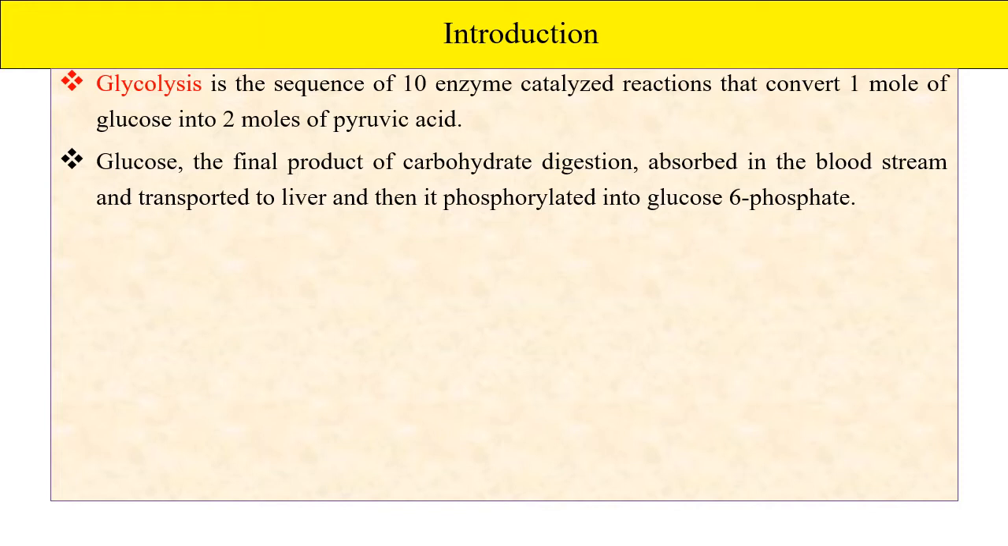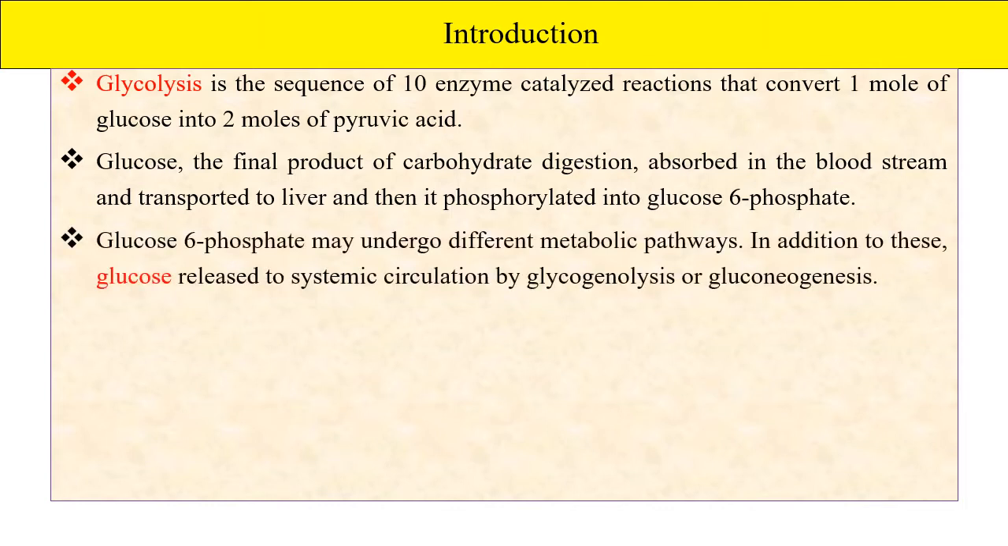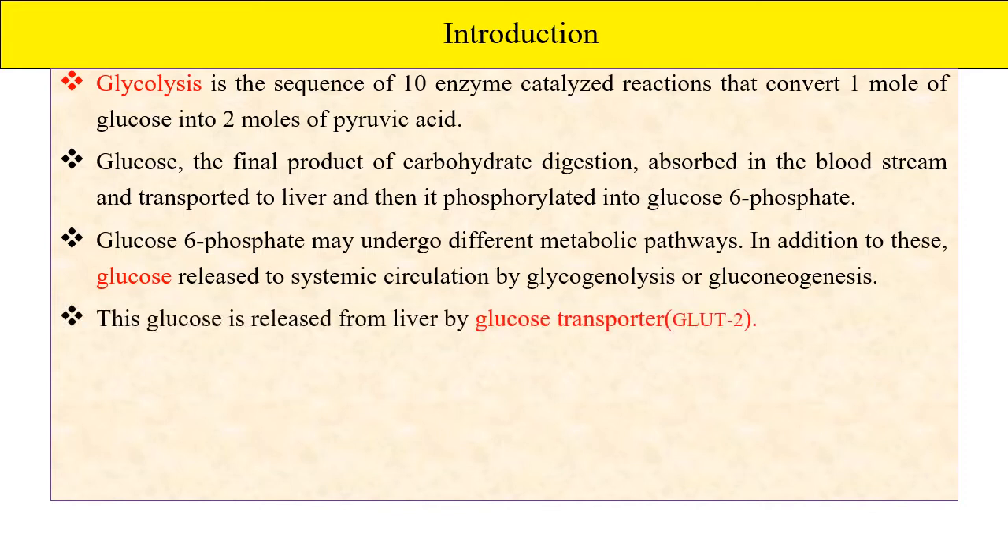Inside the hepatocytes, glucose is phosphorylated into glucose 6-phosphate by the enzyme glucokinase. This glucose 6-phosphate may undergo different metabolic pathways like glycogen synthesis, hexosamine pathway, pentose phosphate pathway, etc. In addition to this, glucose is released to systemic circulation by glycogenolysis or gluconeogenesis. This glucose is released from the liver by the glucose transporter, that is GLUT 2.